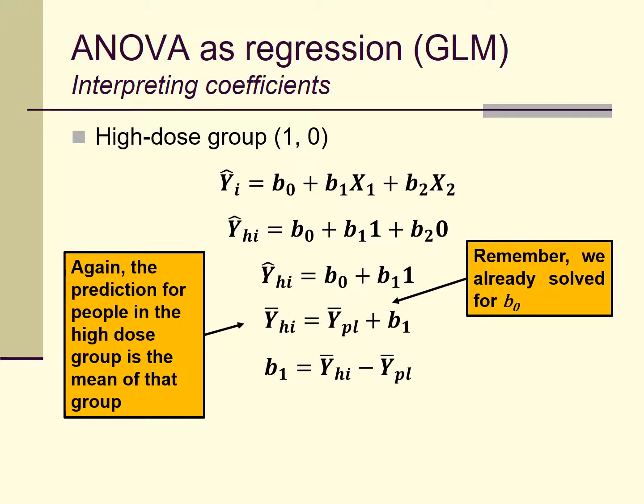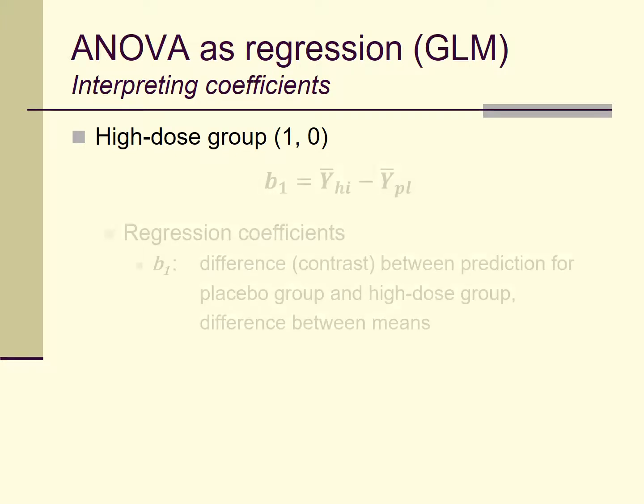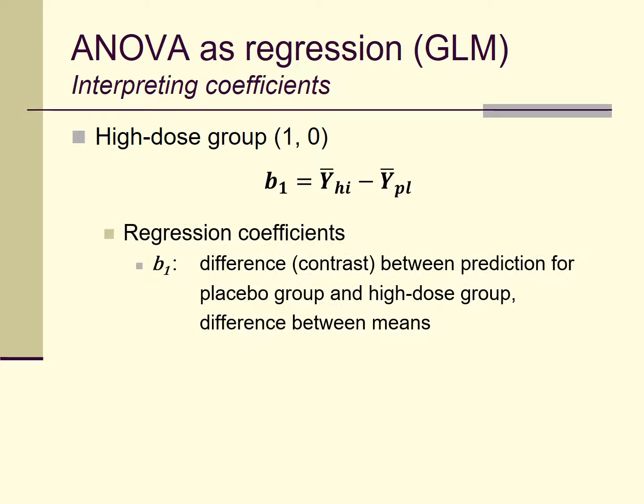I've already solved for that, and just by rearranging the equation here, I can show that b sub 1 is the difference, or the contrast, between the average for the high dose group and the average for the placebo dose group. So just to spell that out, b sub 1 is the difference, or the contrast, between the prediction for the placebo group and the high dose group. It's the difference between these two means. And if you think back to the last lecture, of course I showed you that, but again I'm just trying to show it algebraically in this lecture.